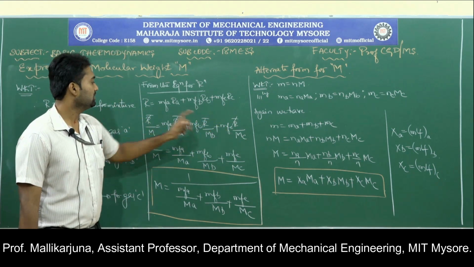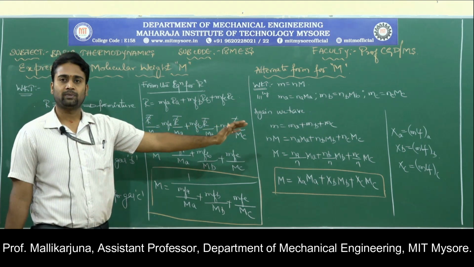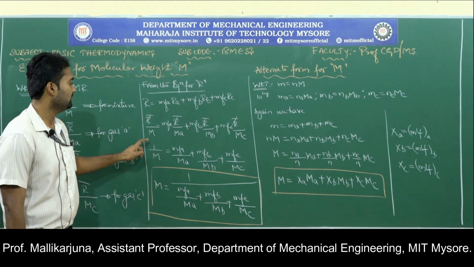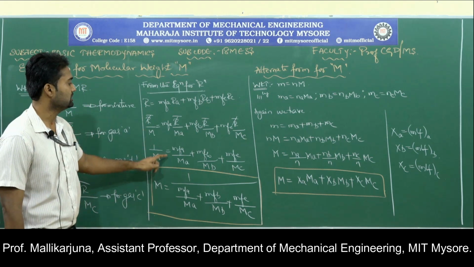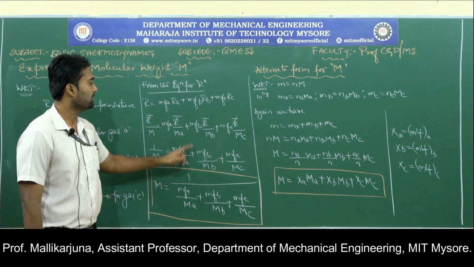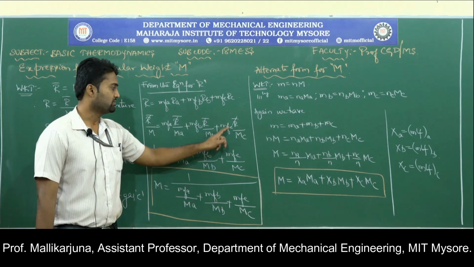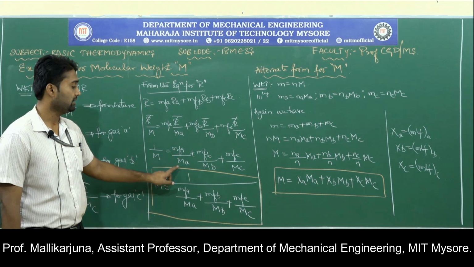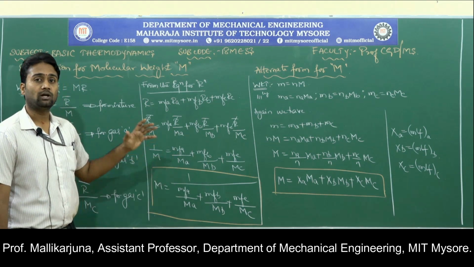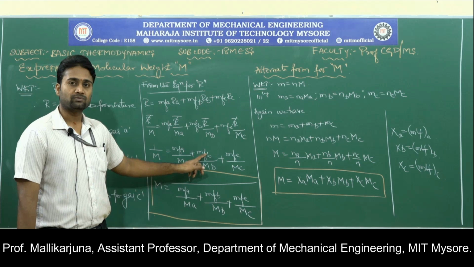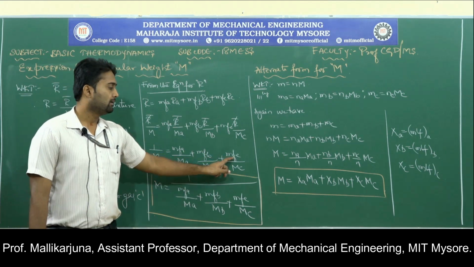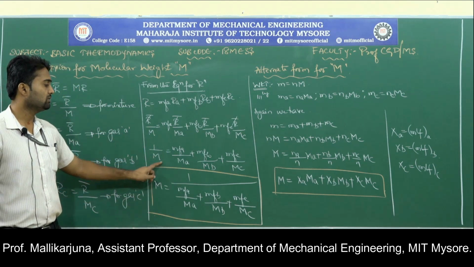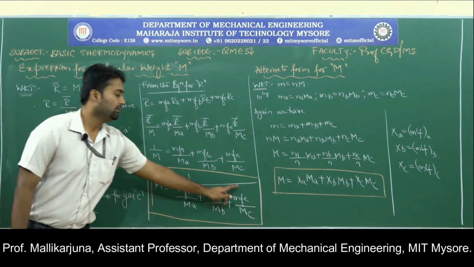If you look at the equation, in the numerator R bar is common, so I have eliminated R bar. Now I am left with 1 by M, which is equal to MFA by MA plus MFB by MB plus MFC by MC. Make sure here MFA is the mass fraction of A, capital MA is the molecular weight of A, MFB mass fraction of B, molecular weight of B, mass fraction of C and molecular weight of C. So now if you solve the equation for M, the equation takes this form.